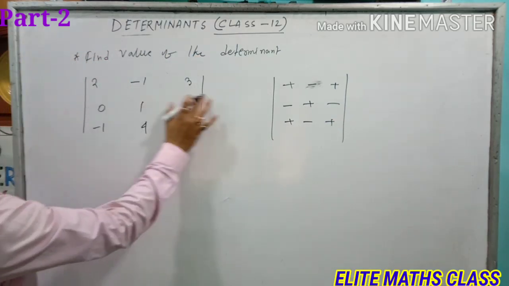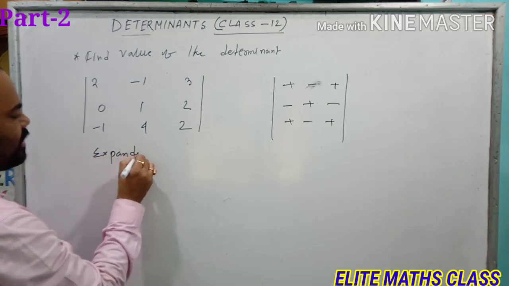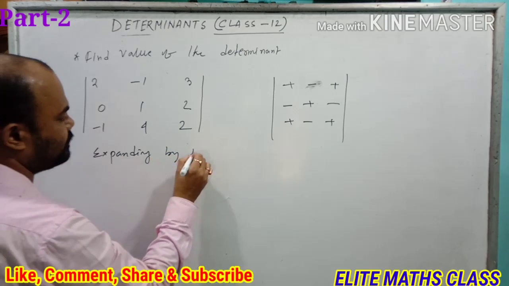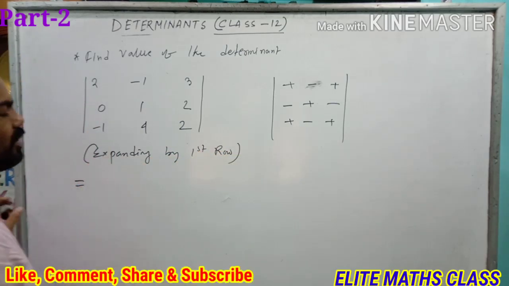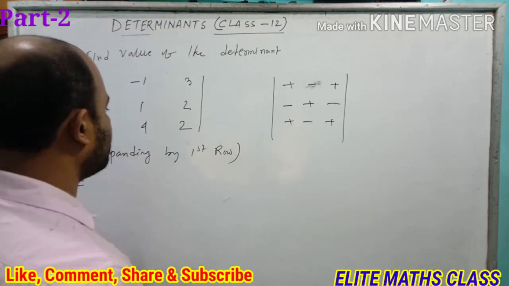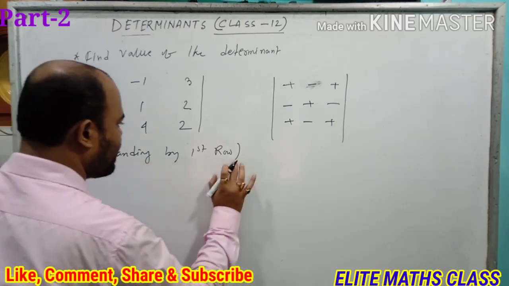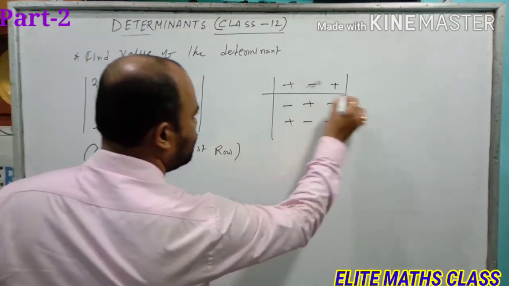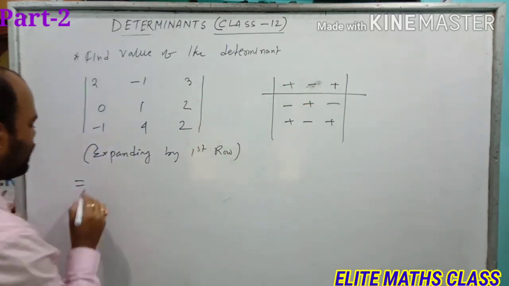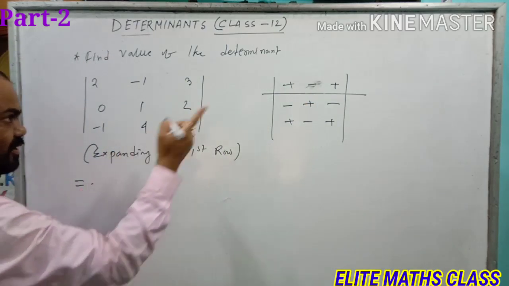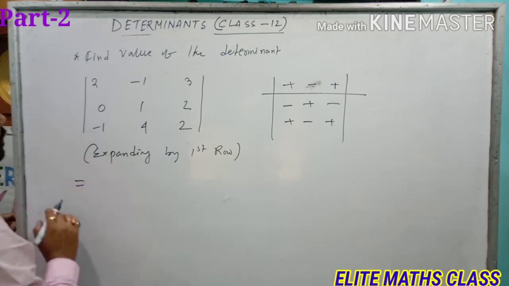To find the value, I am expanding by the first row. You must write here expanding by first row. As you know, there are total 6 ways to find the value of the determinant. While expanding by first row, you have to see the signs of the first row: plus minus plus. So the sign of the first position is plus. Plus you may write, or no need to write.